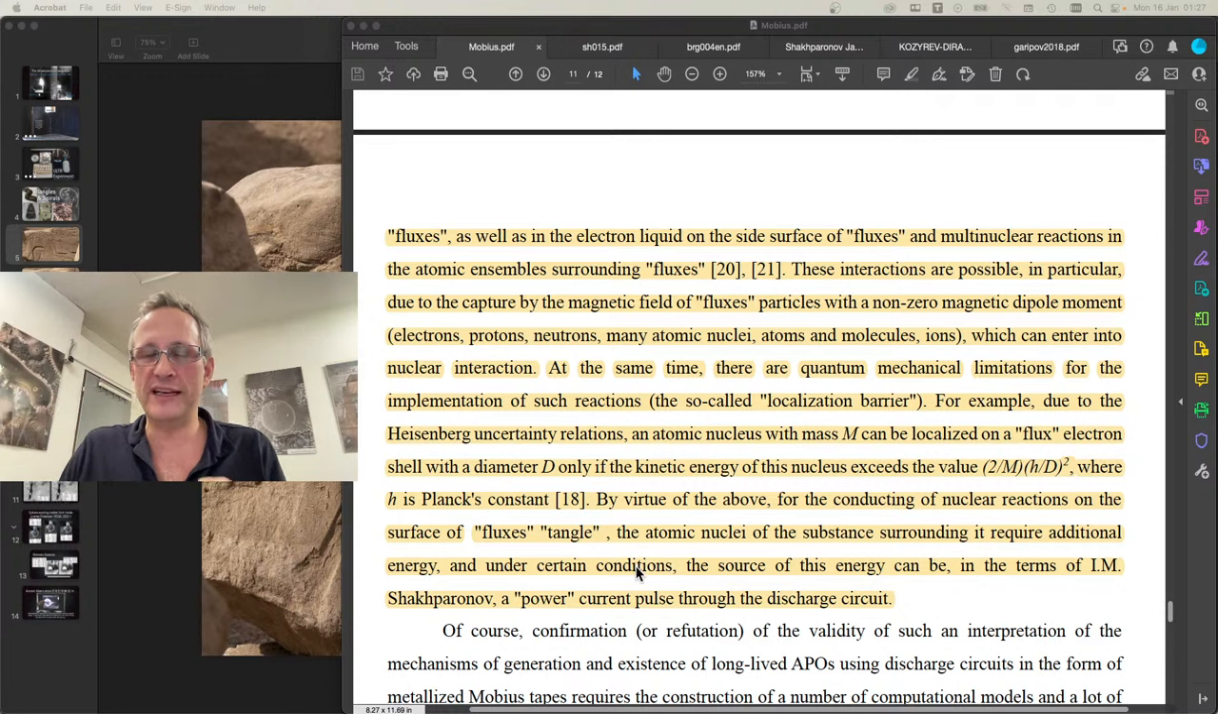By virtue of, listen to this, by virtue of the above, for the conducting of nuclear reactions on the surface of the fluxes and the tangles of the same, the atomic nuclei of the substance surrounding it require additional energy. Under certain conditions, the source of this energy can be, in the terms of Shakhparonov, a power current pulse, the discharge circuit. So, this is what I believe is going on.